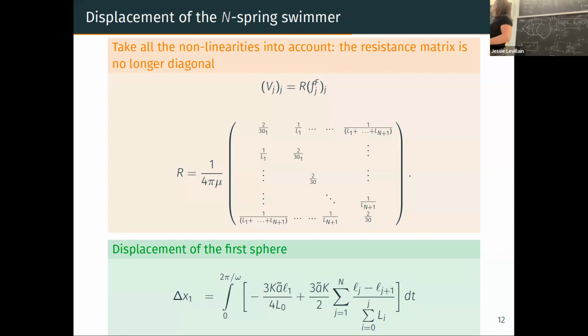So using this, we chose to compute the displacement of the first sphere, so the head of the swimmer, and see if we actually found something. So we computed V1, integrated it over one period, and we find this expression for delta x1.